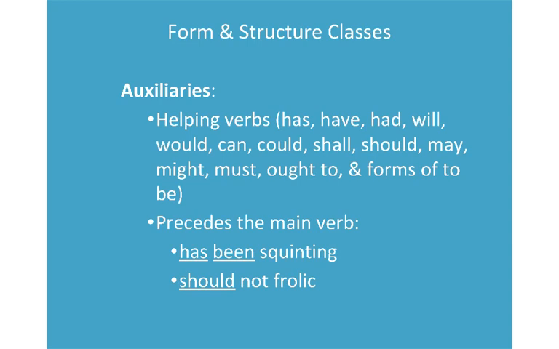Auxiliaries are helping verbs, and here they are all listed out for you. Has, have, had, will, would, can, could, shall, should, may, might, must, ought to, and forms of to be. There is a huge list of forms of to be. So if you are interested in how to be can change form, that's a good anchor chart for you to get familiar with. And it precedes the main verb. So the main verb like squinting or frolic, it comes before that. So has been, squinting, should not, frolic are auxiliaries.